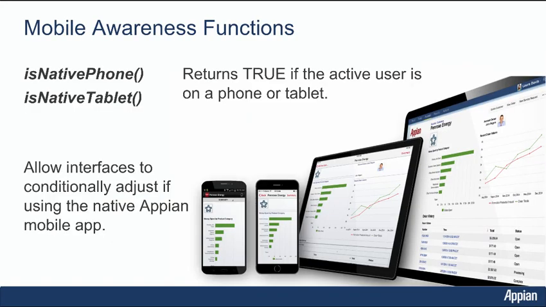So with that as well, we introduced another function set, which is isNativePhone and isNativeTablet. These are two helper functions that designers can use to introduce mobile awareness inside their Appian applications. When applied, this returns a Boolean value of true or false if the user is currently using a native phone or native tablet app. When I say native phone, they're using the native Appian client, not a web browser. It'll return true, and then a designer can use that for conditional adjusting of the interface based on if they're using a native mobile app experience.